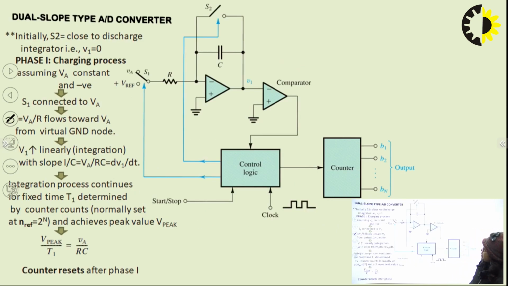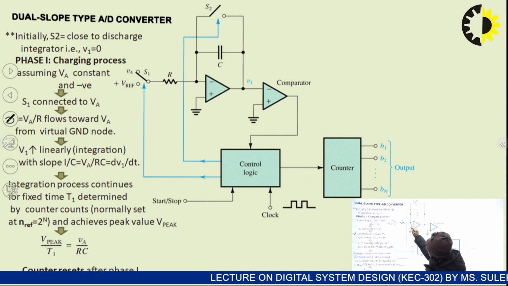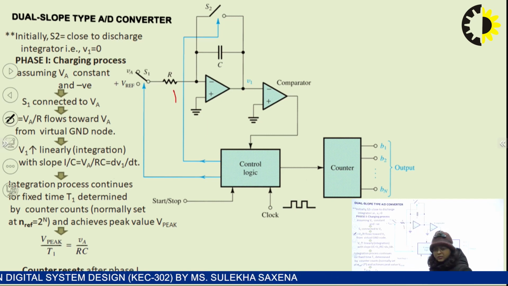Next is the dual slope A to D converter. Here we require a comparator, an integrator, a control logic and a counter. Initially, switch S2 is closed to discharge this capacitor, and during the charging process, switch S1 is connected to the negative voltage, making this capacitor charge with a slope of VA upon RC.